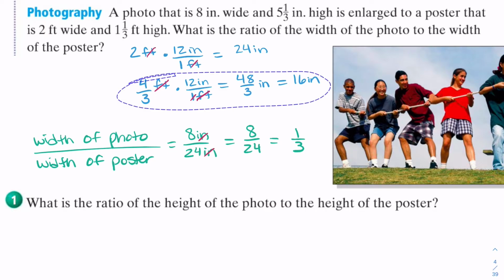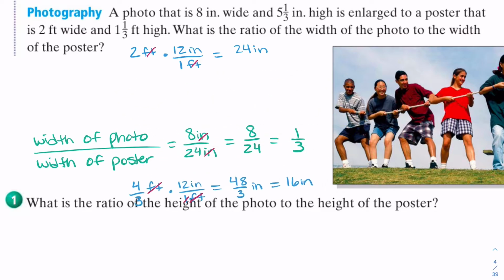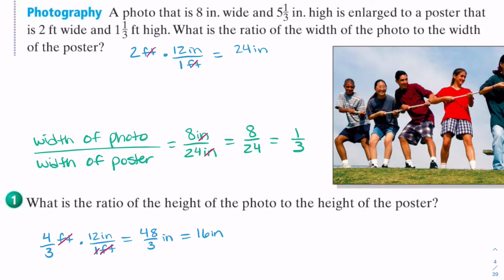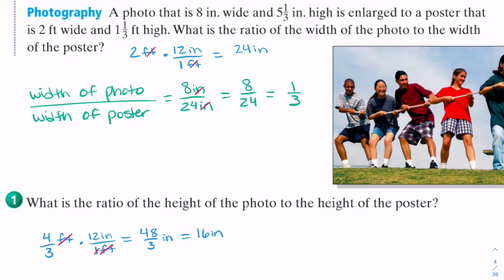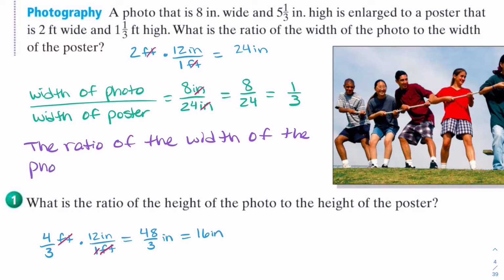All right, I did a little bit extra work, but I think this is going to ask me that in the next question. So I'm just going to bring that work down over there. So we're going to conclude, what is the ratio? The ratio of the width of the photo to the width of the poster is 1 to 3.